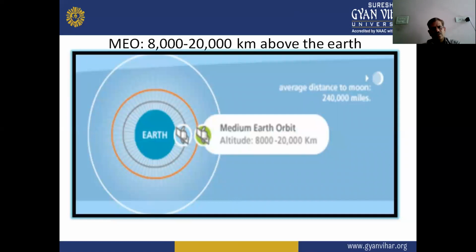And MEO is 8,000 to 20,000 kilometers above the Earth. So medium Earth orbit altitude is 8,000 to 20,000 kilometers. The average distance to the Moon is 240,000 miles.